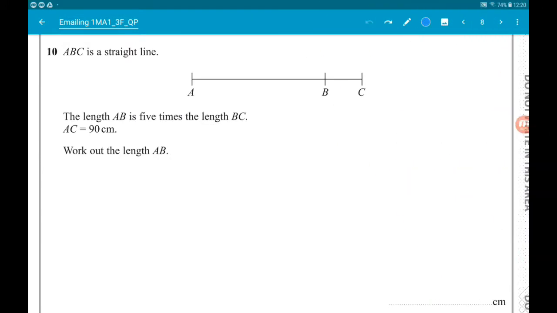Okay, number 10, ABC is a straight line. The length AB is 5 times the length BC. A to C, so the length of the line altogether is 90 centimeters. Work out the length AB. Okay, so it's ratio again. So we know that AB is 5 times the length of BC. So we can say that AB to BC is 5:1.